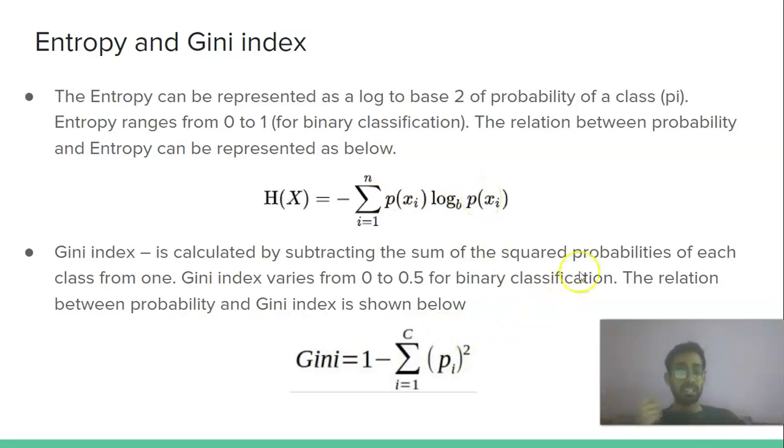And there's something called Gini as well. The range of entropy is from 0 to 1. 1 means it is very uncertain, and 0 means its uncertainty is 0. Similarly, the Gini index is 1 minus the summation of the squares of the probabilities. As I said, 4 by 5 unfit and 1 by 5 fit, so 4/5 squared plus 1/5 squared, and 1 minus that. The range of Gini goes from 0 to 0.5.